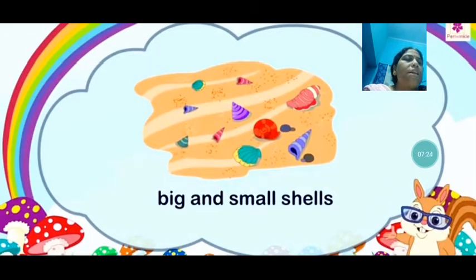Like big and small shells. Here, what do you see? This is big and small shells. So what do you understand? Does it give you a complete thought? No, it is not giving us a complete thought, but it is making some sense. When we think about big and small shells, it comes to our mind that there are small shells also, there are big shells also, but not completely. We are not understanding what these words want to tell us.